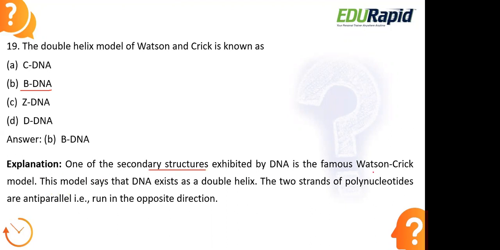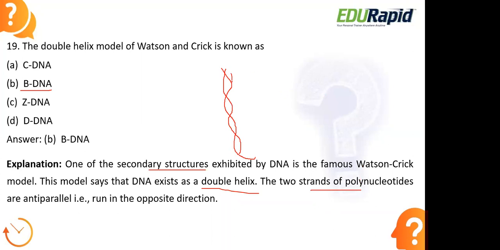It is the most well advanced model, designed by Watson and Crick, and it is most suitable for the explanation of DNA structure. This model says DNA is a double helix. That is, there are two different strands present in DNA, and this is how the strands run along with each other. These two strands of polynucleotides are anti-parallel.